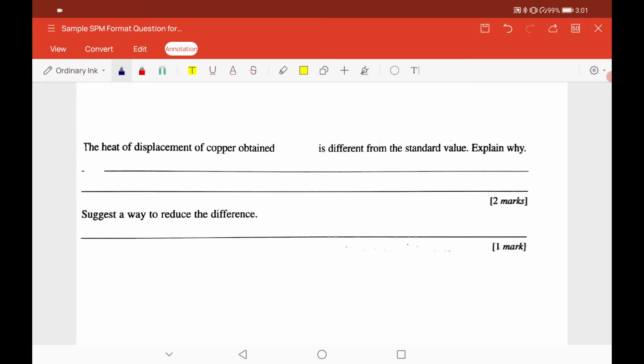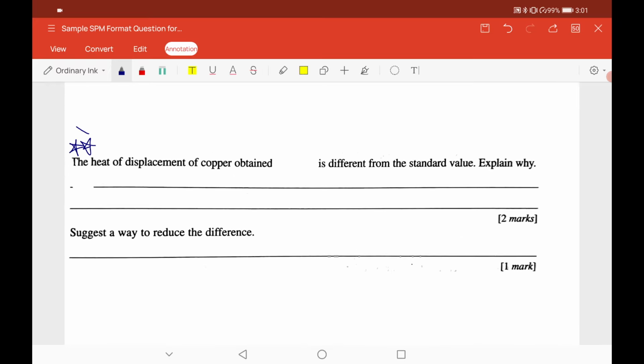Now you can see here, this is a very popular question. The question says that the heat of displacement of copper that we obtain is different from the standard value. Explain why. What do we mean? It means that the heat of displacement that we get from the experiment is always lesser, always different compared to the standard value. Standard value means theoretical value. Why is it different compared to the theoretical value? We need to explain why.